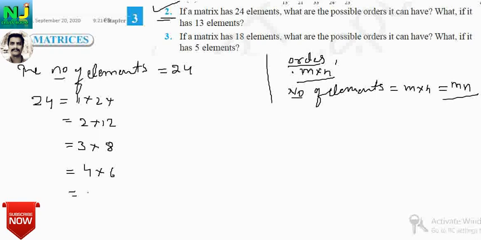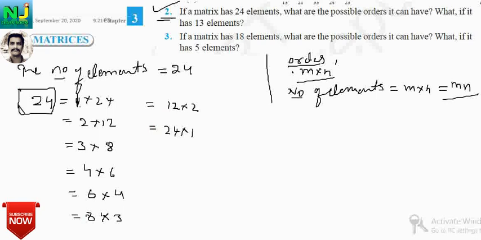So next, 6 into 4, we can write down 6 into 4, 6 4s are 24. The first one is number of rows, and this is number of columns. So like that you have to write down 4 into 6, 6 into 4. Again, 8 into 3, 8 3s are 24. Next 12 into 2, 24 into 1, is equal to 24. So 24 can be arranged like that in terms of rows and columns.